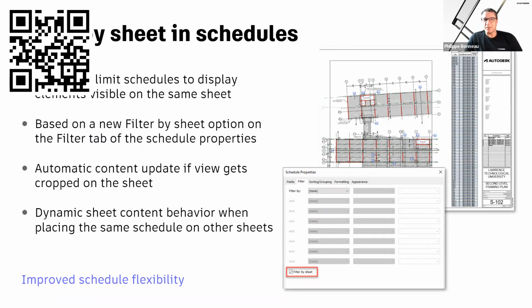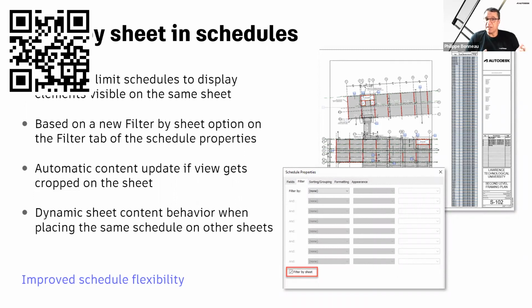So first, let's talk about filtering by sheet in schedules. Revit 2023 adds a new capability to schedules that enables them to detect and display only those project elements relevant to the schedule that exist on other views on the same sheet. You can enable this behavior by selecting the new filter by sheet option, which is available in the filter tab of the schedule properties. And this filters the contents of the schedule to display only those elements which appear on the same sheet.